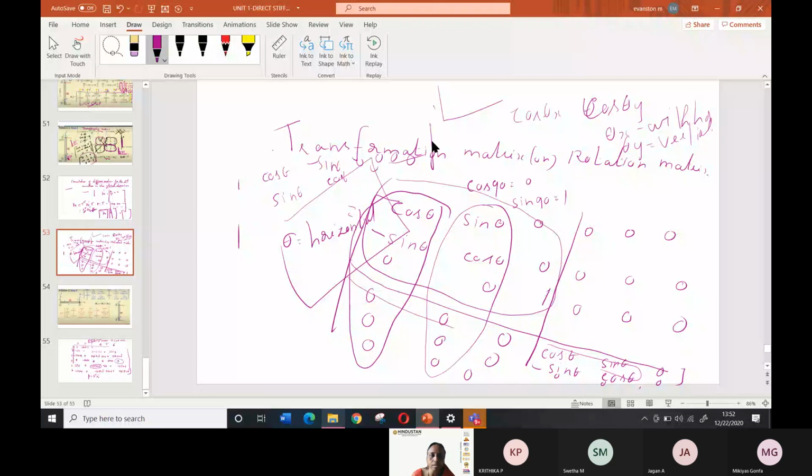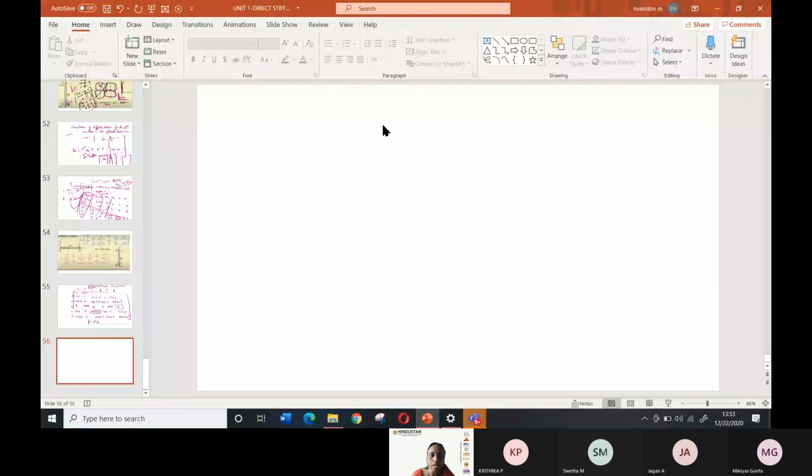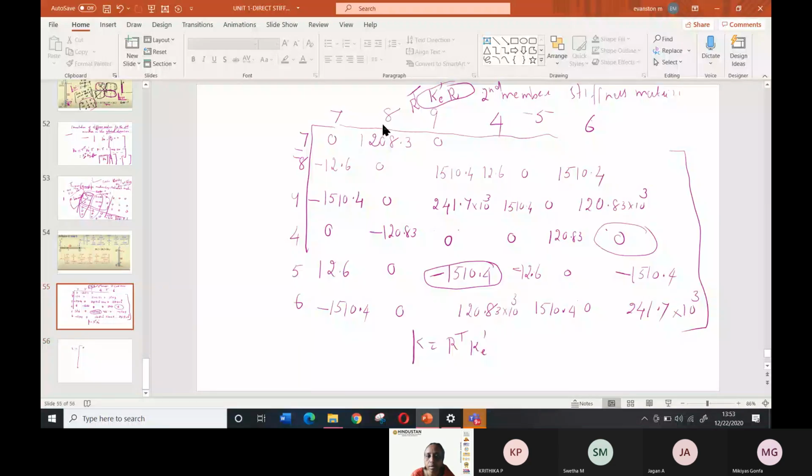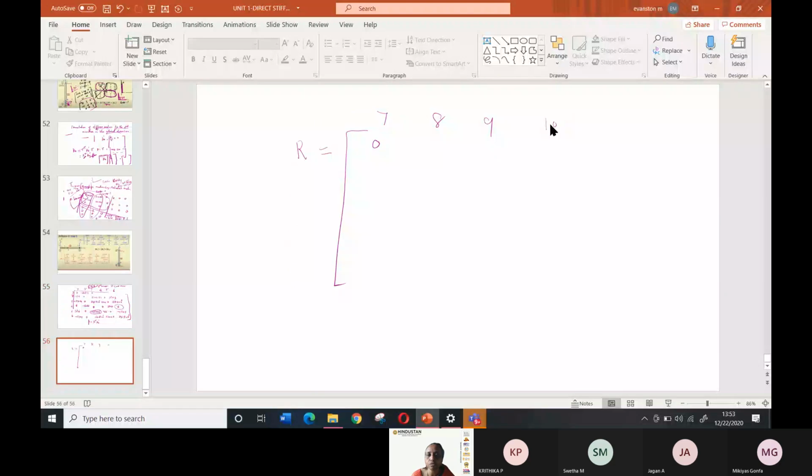R transpose matrix, rotation matrix. Can you read the value of the rotation matrix? Let me write here, the rotation matrix numbering is 4, 5, 6. Sorry, 4, 5, 6. So R matrix, what's the value? 0. Then can somebody read it for me?